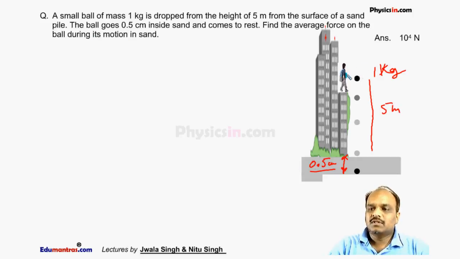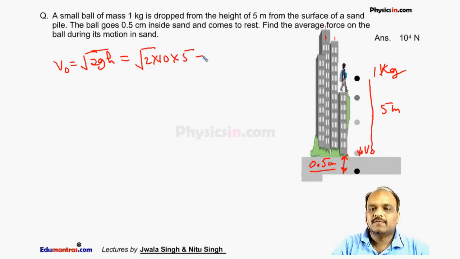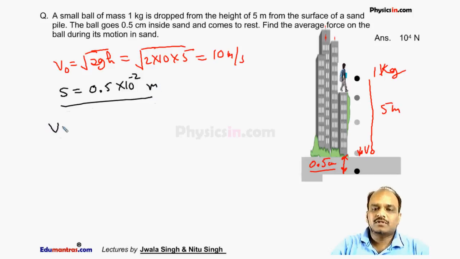So when this boy drops a ball from 5 meter height, the ball strikes the surface with some speed v0, and this v0 is equal to root over 2gh. So with g as 10 and h as 5, it comes out to be 10 meter per second. Now the distance traveled by this ball inside the sand is 0.5 into 10 to the power minus 2 meter, and the final velocity becomes 0.